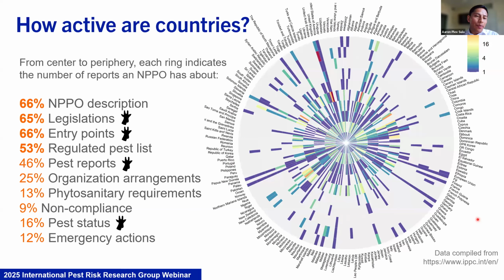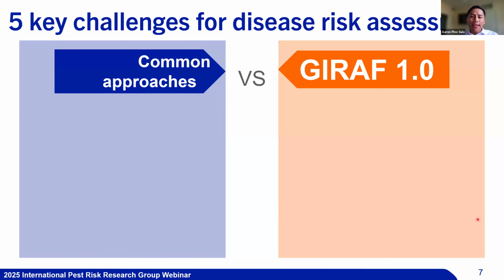The framework that I am proposing today includes information or data sources related to legislation, entry points, pest reports, and pest status that we can use to improve risk assessment. I know that there are hundreds or perhaps thousands of risk assessments available for a specific country or a few pathogen species or pest species. And here I present five needed innovations for pest risk assessments, which are also contributed by this framework.